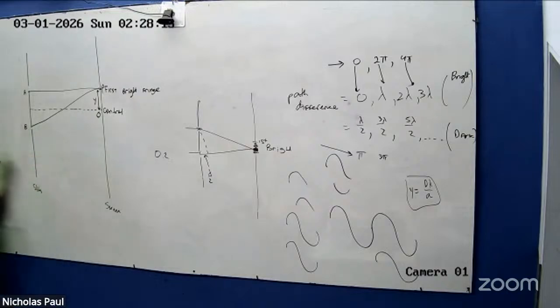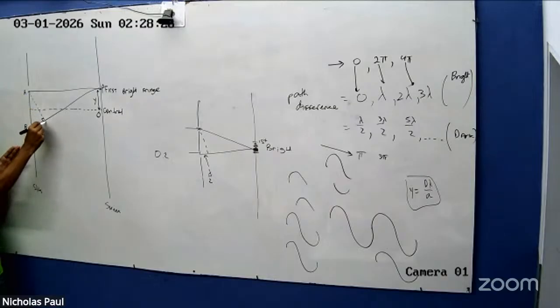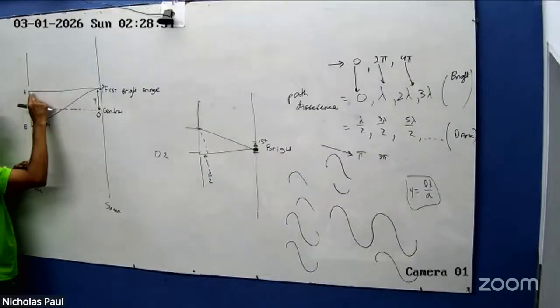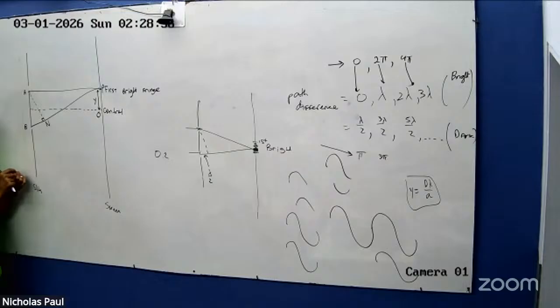You all remember how I showed the path difference in this diagram? Remember I drew a line down here at 90 degrees. Let's call that N. So this distance here is the path difference. The only thing I'm adding for you again is theta here.